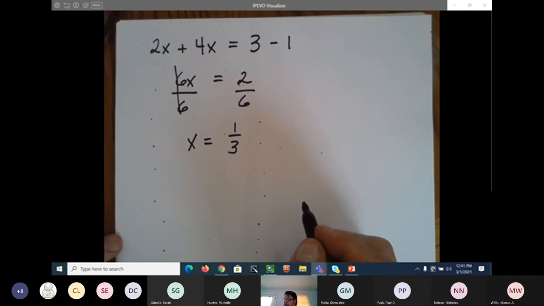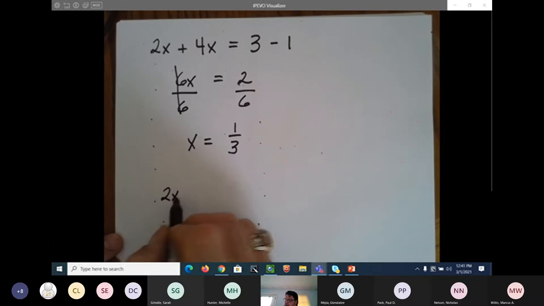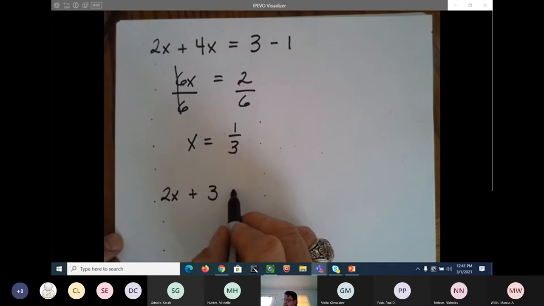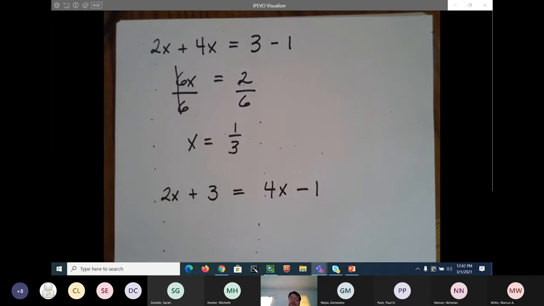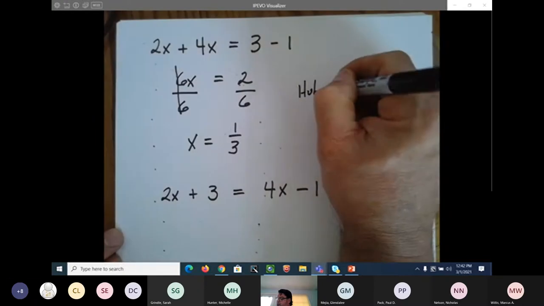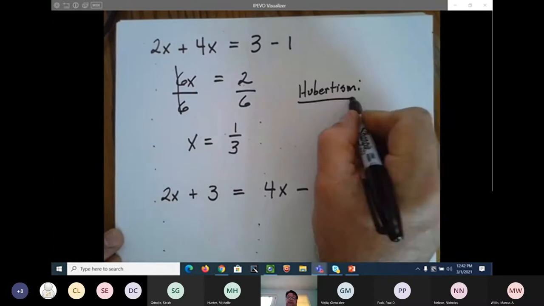Now, here's one. 2x plus 3 is equal to 4x minus 1. Here I've changed things up a little bit. May not come out with the same answer, okay, because things are different on each side. But what am I going to do? Well, Hubert's got a rule that he goes by. This is a Hubertism. And I tell students that you can take it or leave it.